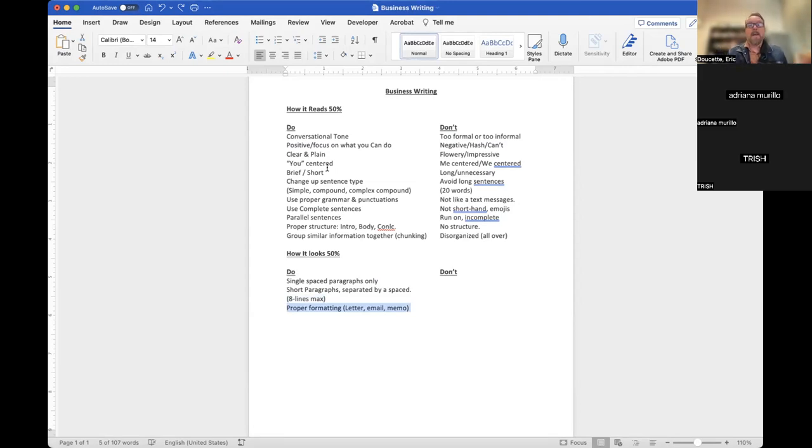Make sure you format your document like it should be formatted. So if it's a memo, there are strict rules for how a memo should be formatted. If it's a letter, there are strict rules for how a letter should be formatted. If it's an email, there are strict rules to how you should format and what you should include in an email. And we're going to be going over all of that over the next few weeks. But make sure it's formatted properly.